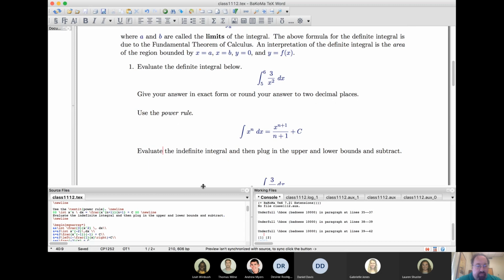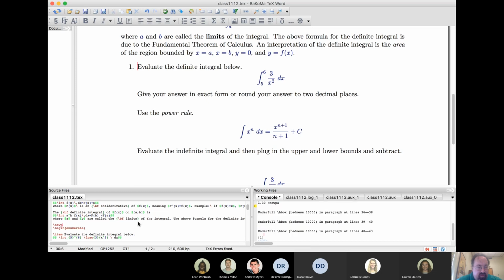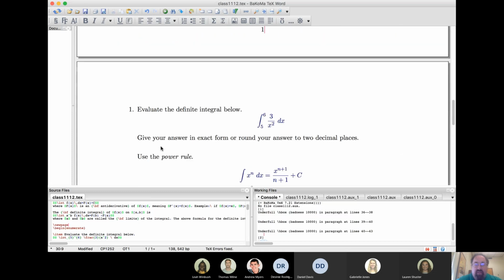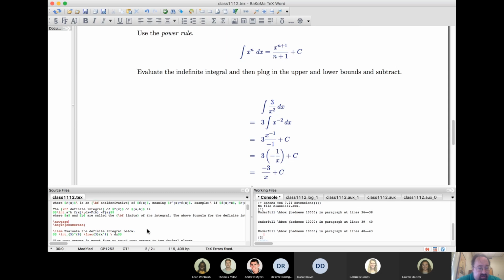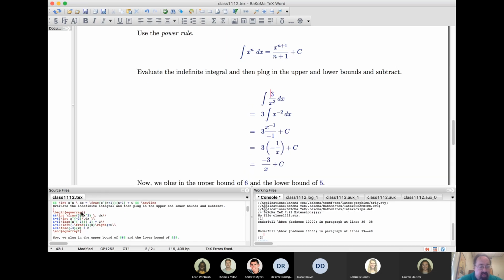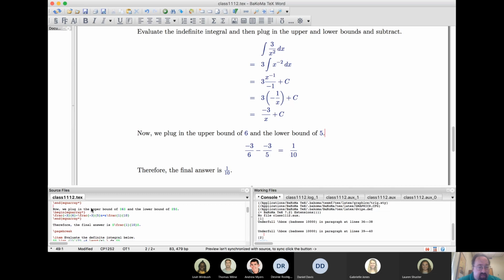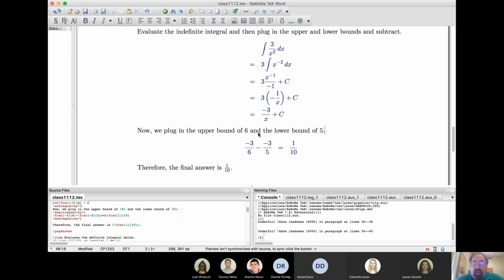I'm going to put this on its own page. Okay. So now we plug in the limits 6 and 5 and just work out the fraction here, and we get 1/10. So that is the final answer.